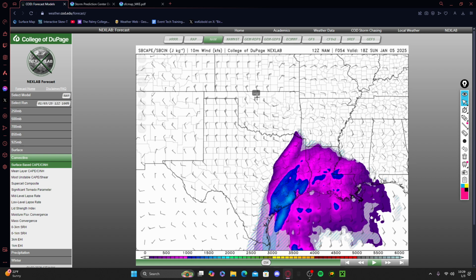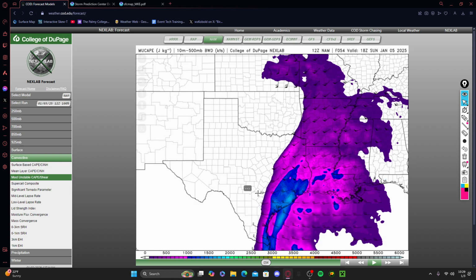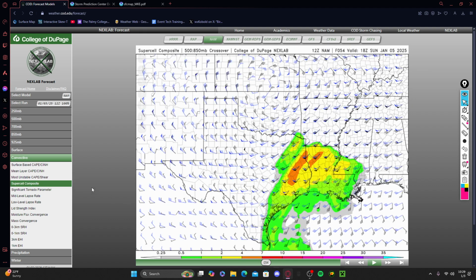These ones are the surface map, and these are bulk shear. So they're all different in their own regards. Also, sometimes I'll look at supercell composite. This is just a parameter that people have made that says what parts make supercells: what's our bulk shear, what's our instability, that kind of thing. They give you a number on how likely it would be that supercells form. That's not the most important part of forecasts.